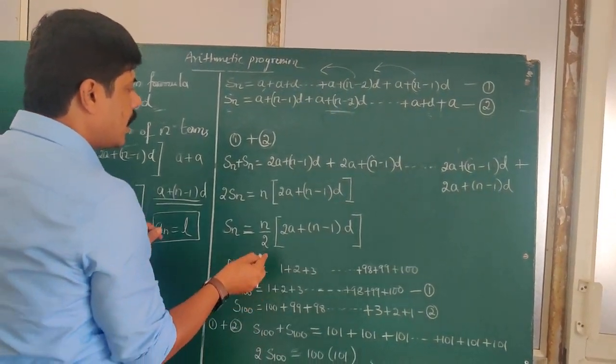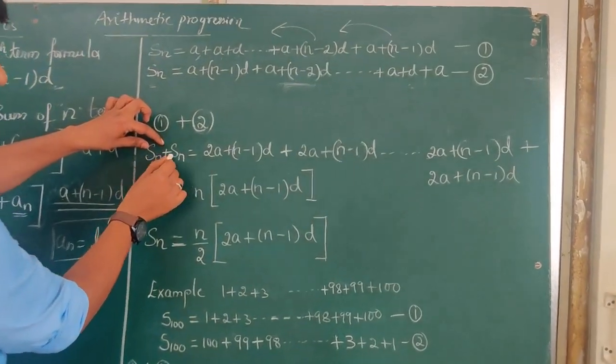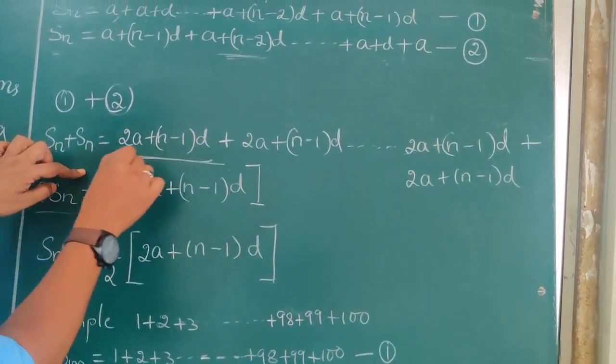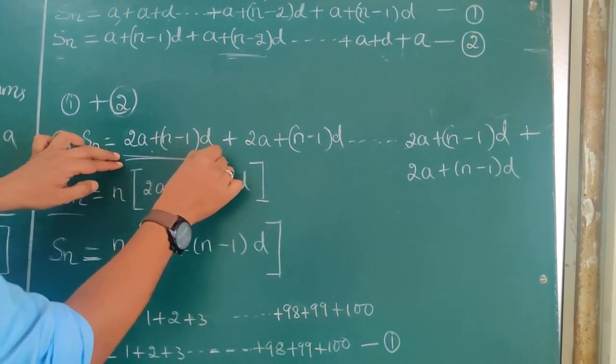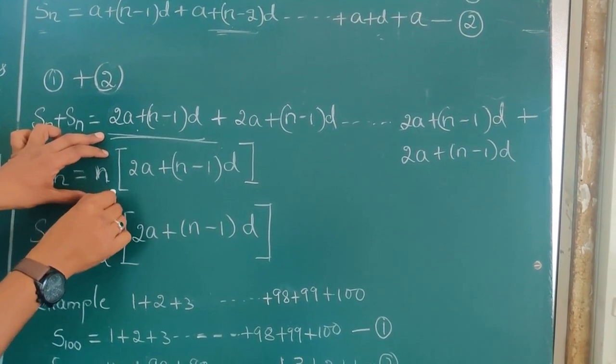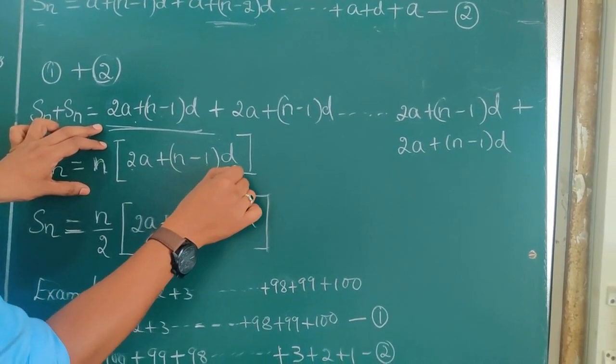Therefore, what we do is Sn plus Sn is 2Sn. And how many times is this 2a plus n minus 1 into d there? N number of times. Therefore, we take n into 2a plus n minus 1 into d.